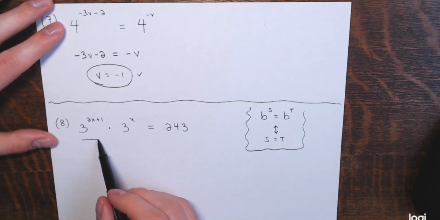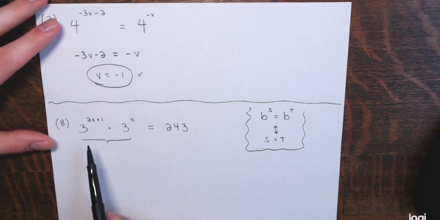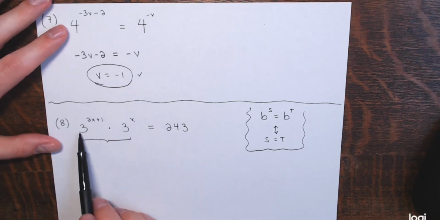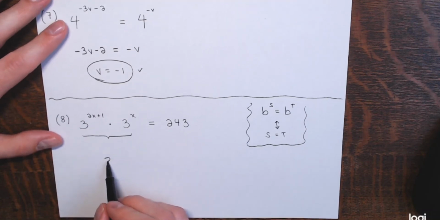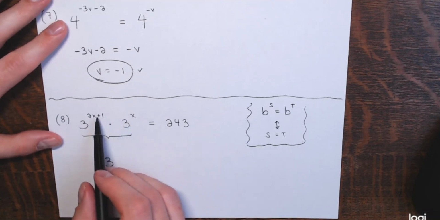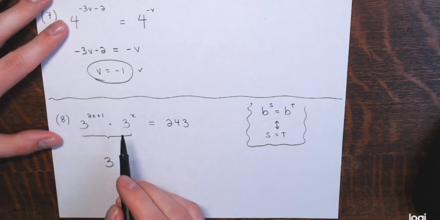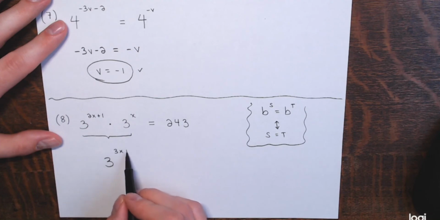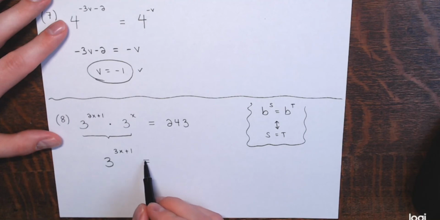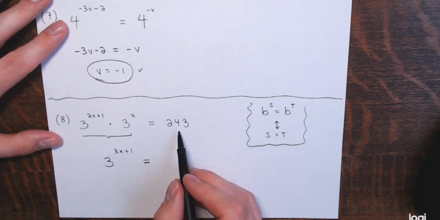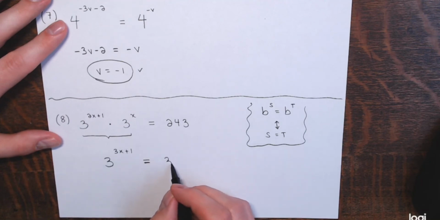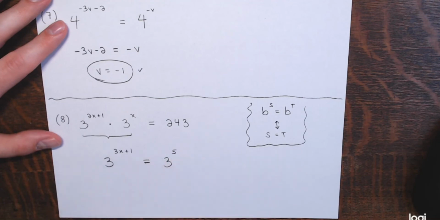Alright, so on the left side here, remember when you multiply things with the same base, you keep that base and add the powers. 2x plus 1 plus x would be 3x plus 1. And then on the right side, 243 is 3 to the 5th power. 3 to the 4th is 81, times 3 again would be 243.